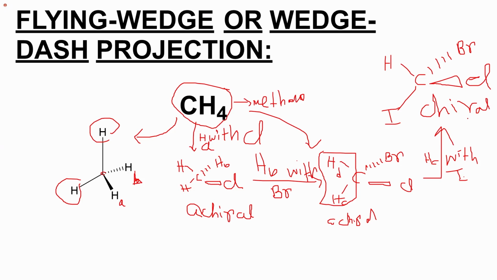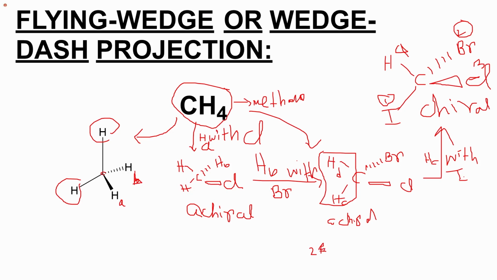Center. Now this iodine is the highest priority atom because of its high molecular weight. So this is the one, and this is the two. Okay, this is the three. This is the four. Now I want to go this way, so 1, 3, 4. So 2 is back.